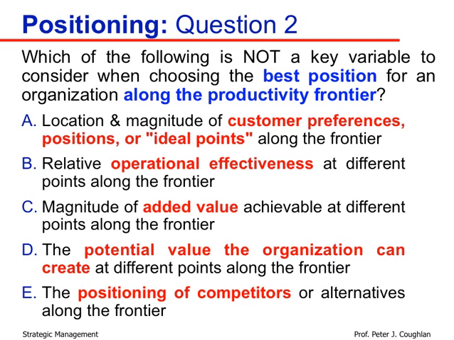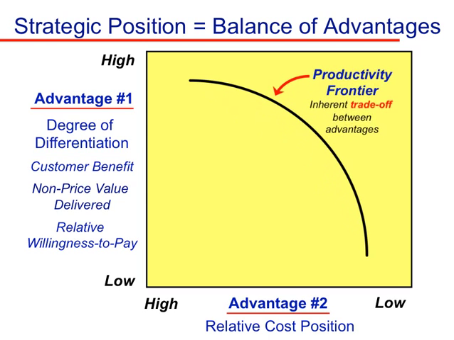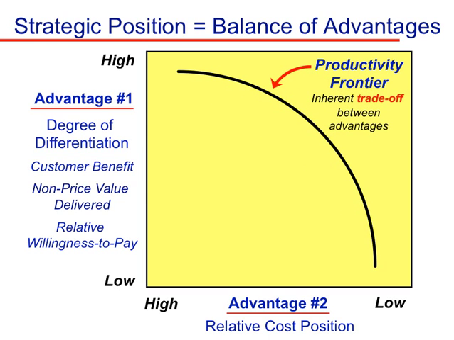So to figure that answer out, we'll go back to the slides we presented on which variables are important to consider when you're choosing the best position along the frontier. And you'll remember, of course, when we're talking about the frontier, we talked about the productivity frontier being a frontier along which there's an inherent trade-off between advantages, and that the state of the art at any point in time dictates the productivity frontier in terms of what's possible in balancing these 2 advantages.